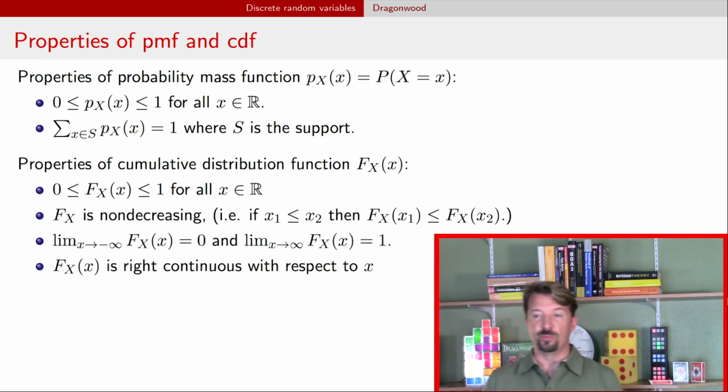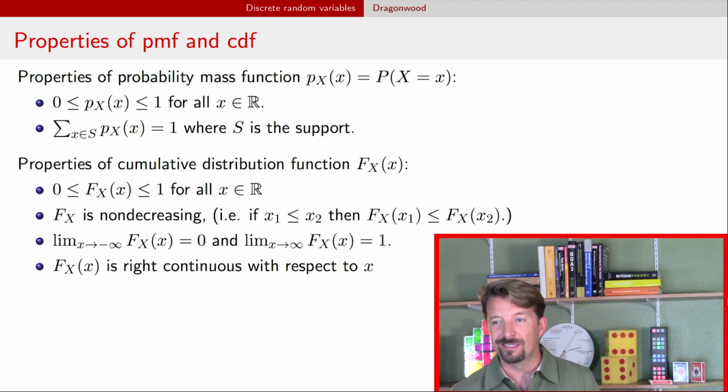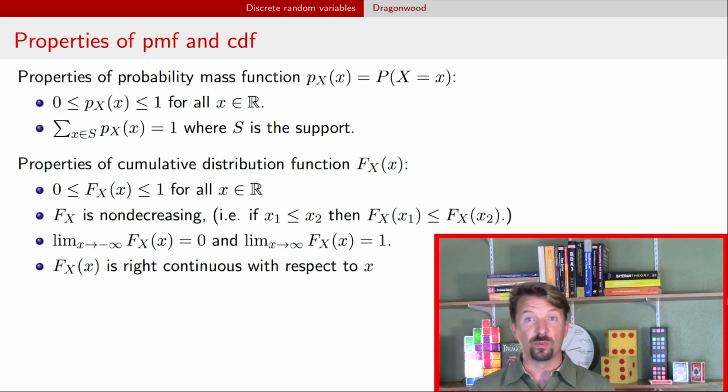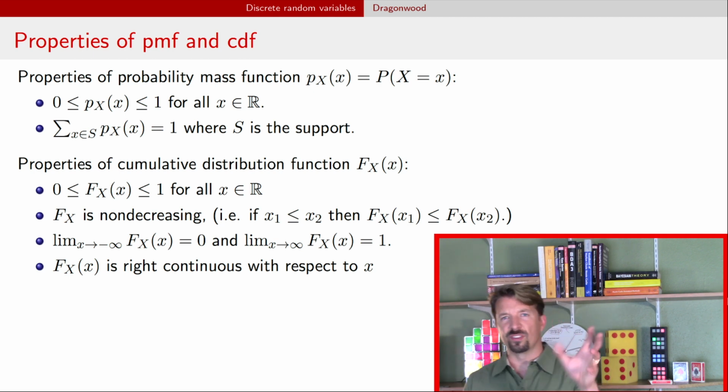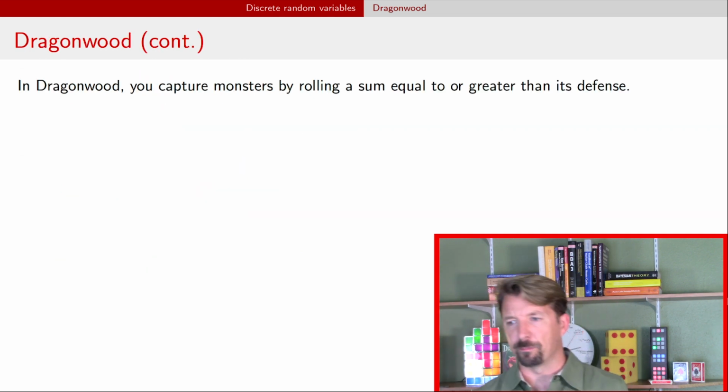For the cumulative distribution function, you get some similar properties. First off, it's always between 0 and 1, and it's non-decreasing. It says it right there. It always goes up, or at least it never goes down. That's what I should really say. The limit, if you take it all the way to the left, is 0, and the limit to the right is 1. And it's right continuous, and you actually saw that in the other picture before. Okay, so those are just some interesting properties in case you're interested in that kind of thing.